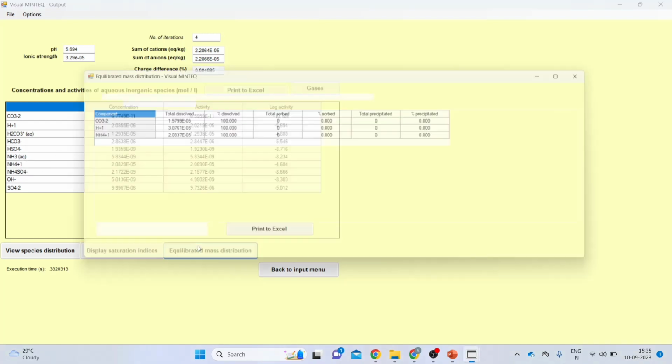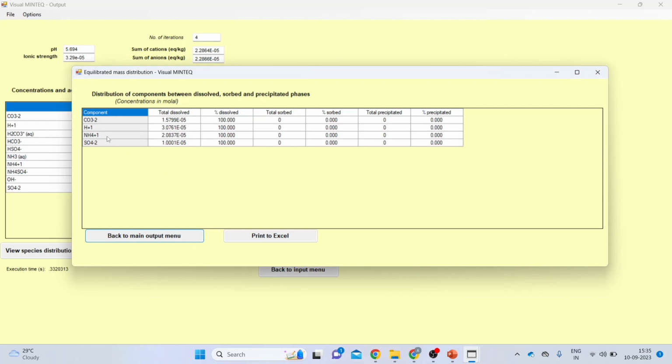Let's go to the equilibrium mass distribution. From the component distribution, the total dissolved nitrogen will be this much. This is the total dissolved nitrogen, that is 2.0837 times 10 raised to the power minus 5. So this is the total dissolved concentration of the nitrogen.